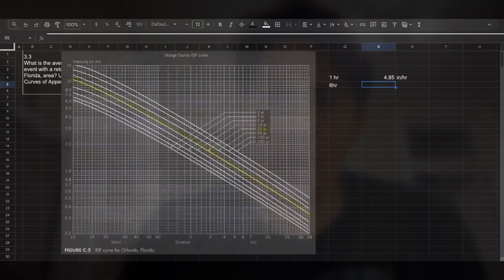And for 6 hours, we follow a very similar process, except that we now go to the 6 hour line in the time axis, go up, and then move all the way to the left. And it will take us to about 1.3 inches per hour.